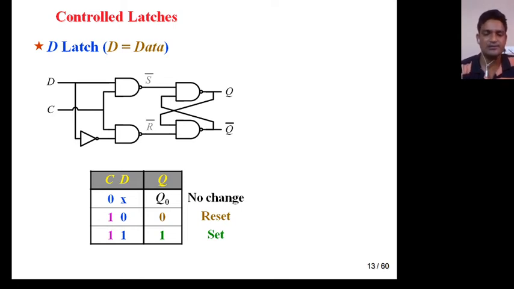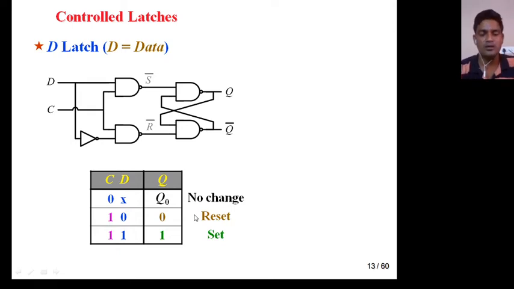characteristics table. Again, this D flip-flop will work only when the clock pulse is high. If it is 1 it will work, otherwise it will not work. When the clock is 0 and D is don't care, either 0 or 1, it will give no change. When D is 0, it will give reset condition. When D is 1, it will get set condition.